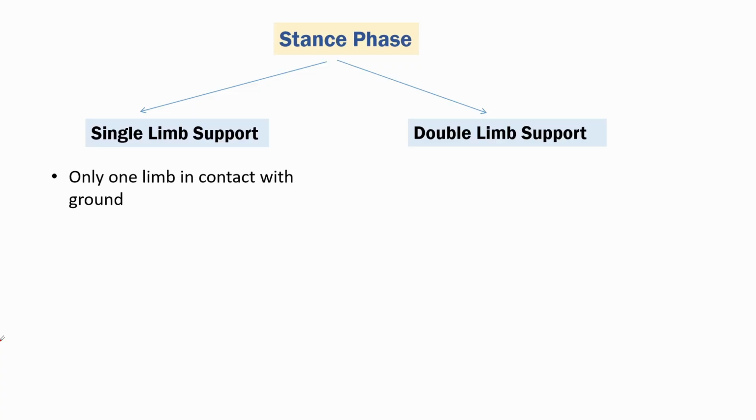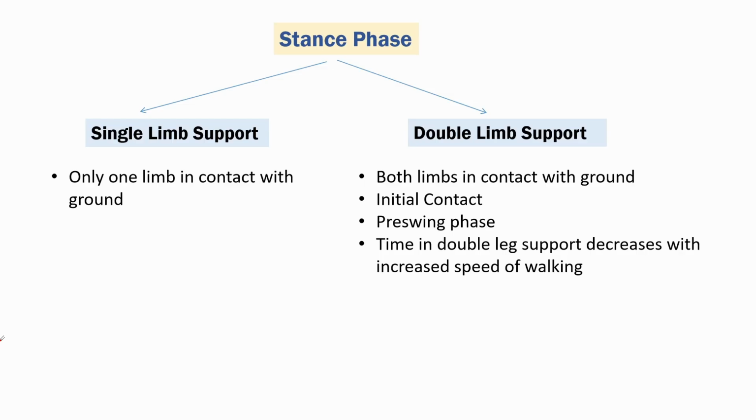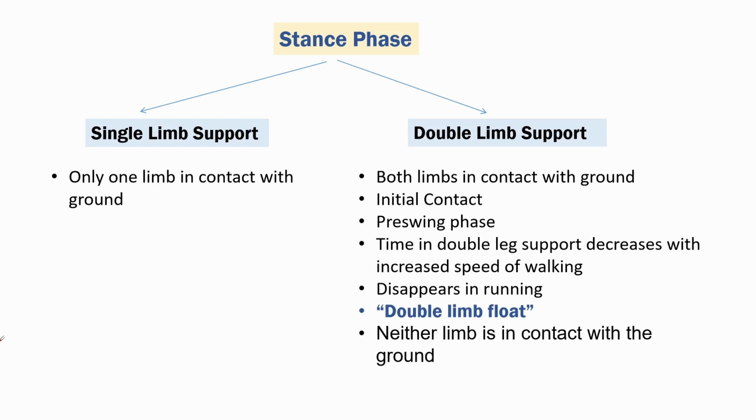The stance phase is divided into periods of single limb support and double limb support. Single limb support is when only one limb is in contact with the ground, and double limb support is when both the limbs are in contact with the ground. The phases of double limb support are initial contact and pre-swing phase. Time in double leg support decreases with increased speed of walking, and it disappears in running, where it is replaced by double limb float. This is the time when neither limb is in contact with the ground.